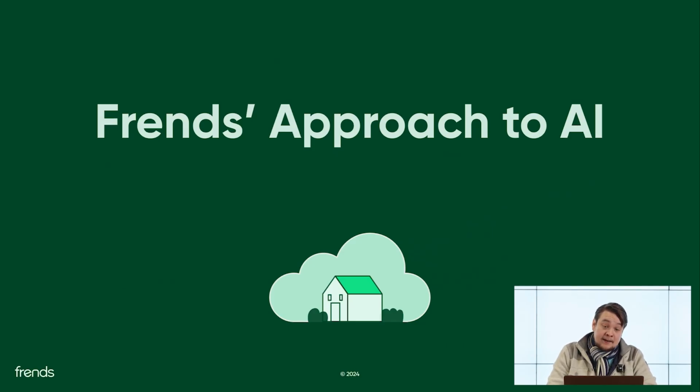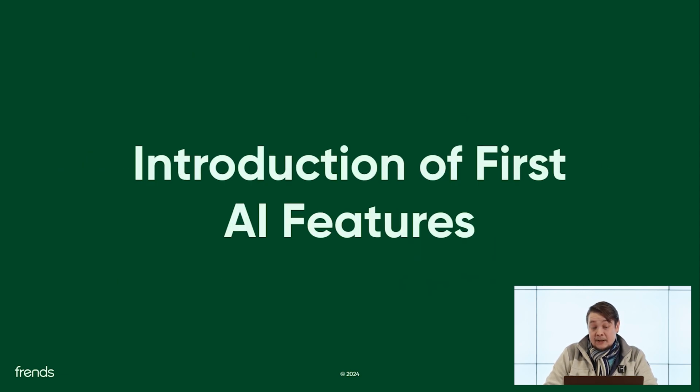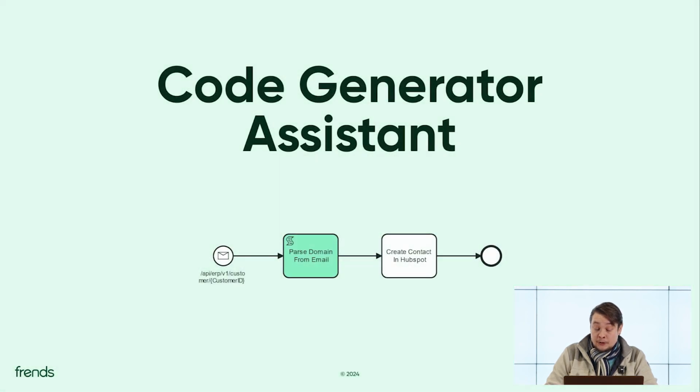But I think enough with the slides, and we can just jump straight into the introduction of the first AI features. So basically, the first ones we have here are the code generator and assistant. We're going to have a couple of assistant AIs and a couple of generator AIs.